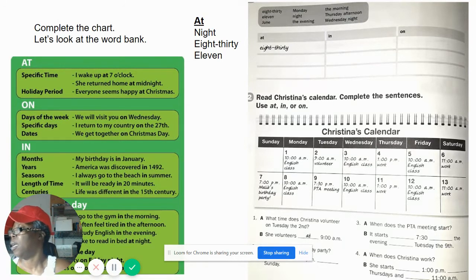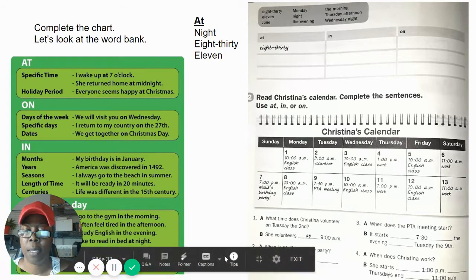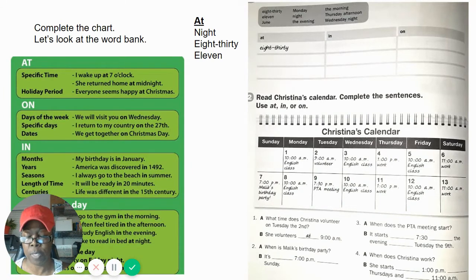So on page 70, the exercise says, complete the chart. The instructions got cut off up here, so I have it written right here. As you can see, we have a word bank up here. What we'll do is first go through each of the words in the word bank, and then we'll talk about what we're supposed to do next. This is the chart that it's talking about. You've got at, in, and on, and it wants you to take the words in the word bank and put them in the correct spaces.